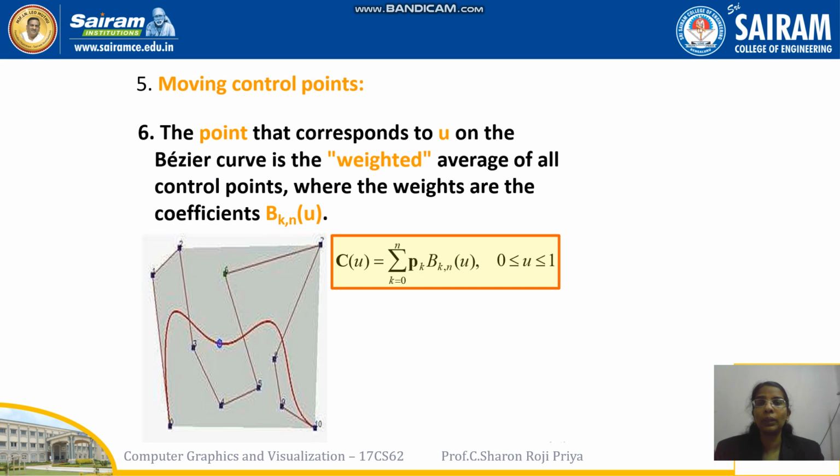The sixth property is that the point that corresponds to U on the Bezier curve is the weighted average of all the control points. Now how do we calculate the weight of my control points? The weight of my control point is nothing but the position of my control point. So every point will have its own position, and that is your weight.